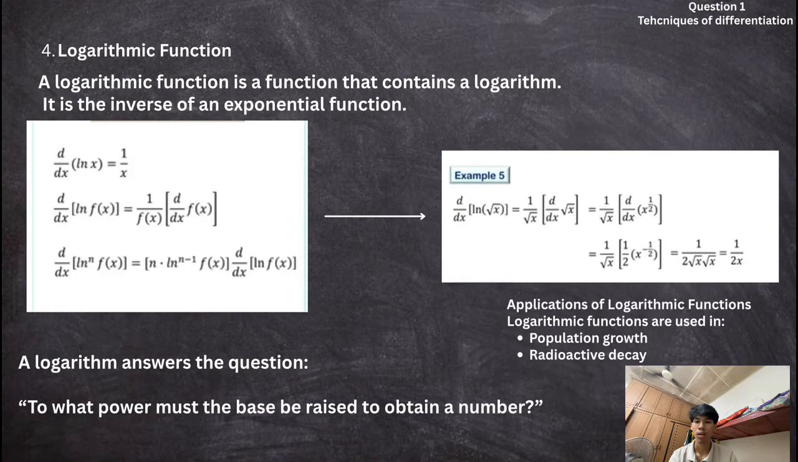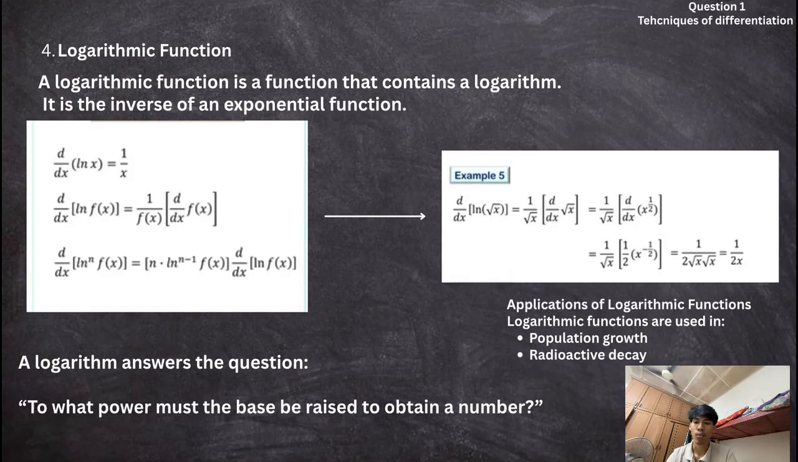The fourth one is the logarithmic function. A logarithmic function is a function that contains a logarithm. It is the inverse of an exponential function. A logarithm answers the question, to what power must the base be raised to obtain a number. So let's see the example, d over dx of ln x equals 1 over x. Any ln x will be equal to 1 over x.